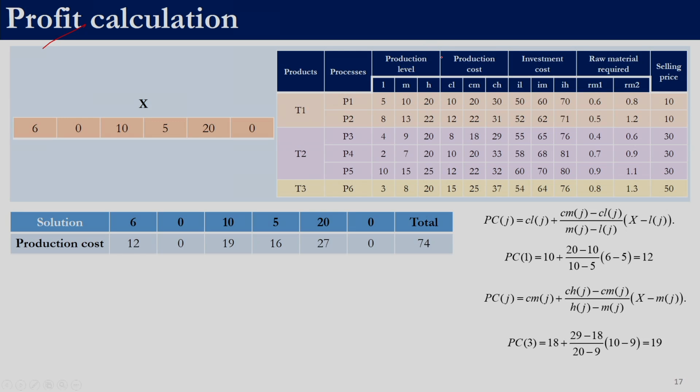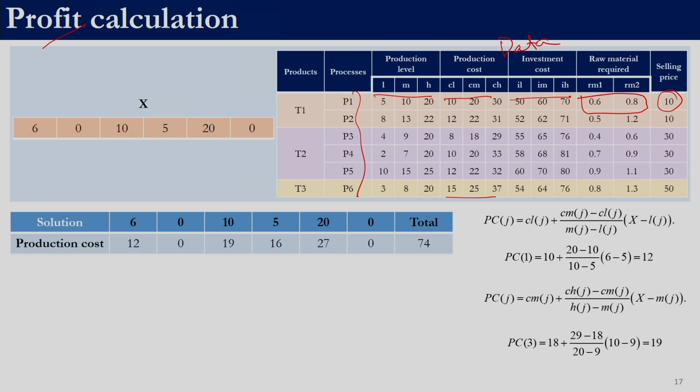So, let us assume that this table is the data which is given, right. We have been given 6 processes, we have been given production cost at different production levels, we have been given investment cost, we have been given how much raw material it requires for producing 1 unit quantity, we have also been given the selling price, right.